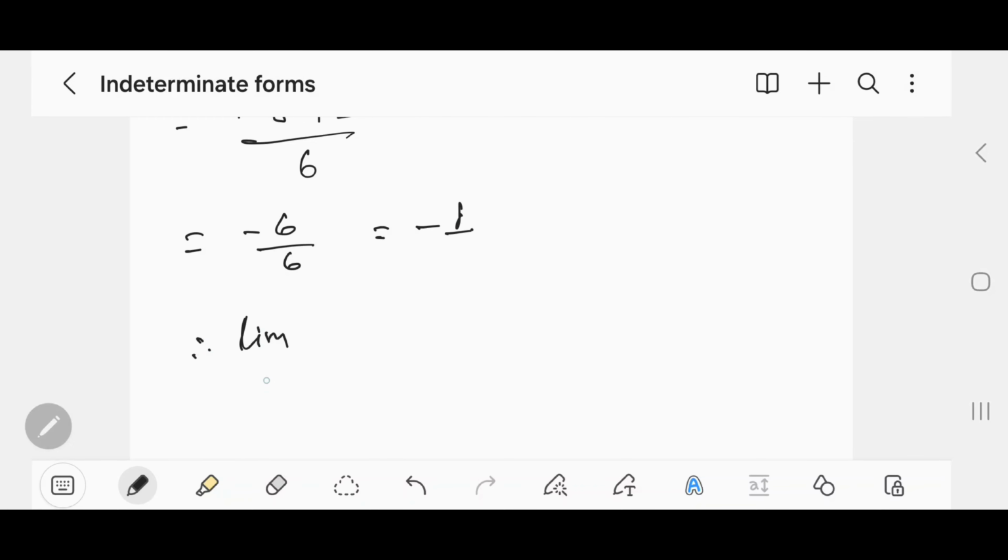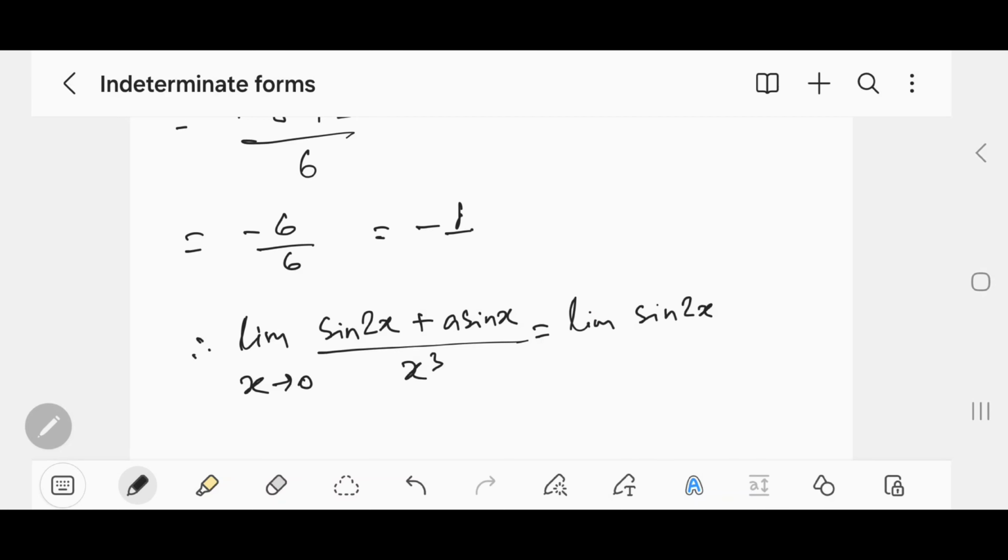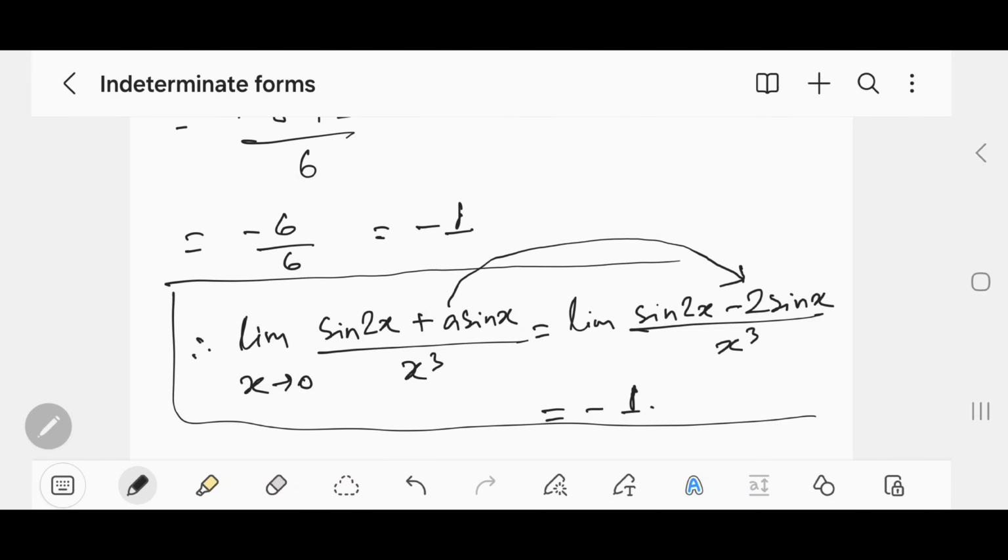Therefore, limit x tends to 0 of sine 2x plus a sine x by x cube equals to limit of sine 2x minus 2 sine x divided by x cube equals to minus 1. What we did here, we just placed minus 2 in place of a, and we found that the finite value of this limit is minus 1. This is the answer, this is the solution.